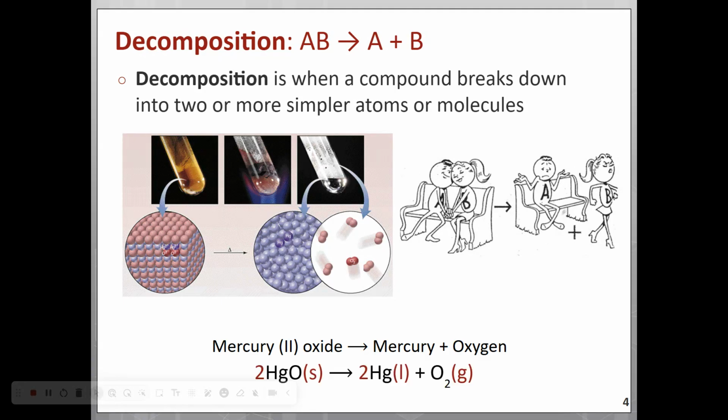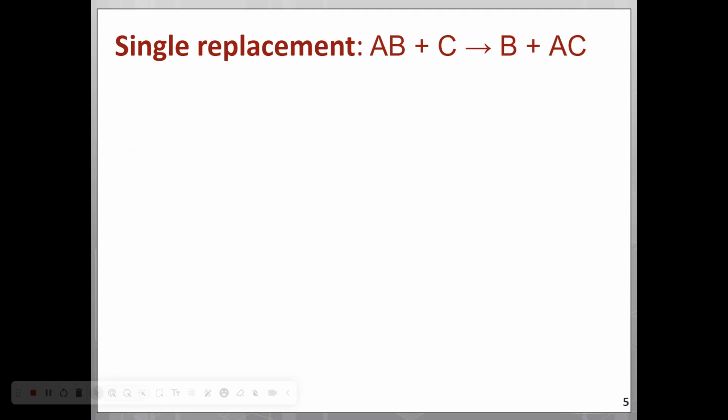Here you see two molecules of mercury oxide in solid form break down into two atoms of mercury in liquid form and a diatomic oxygen molecule in gaseous form. So synthesis and then decomposition are the reverse of one another.